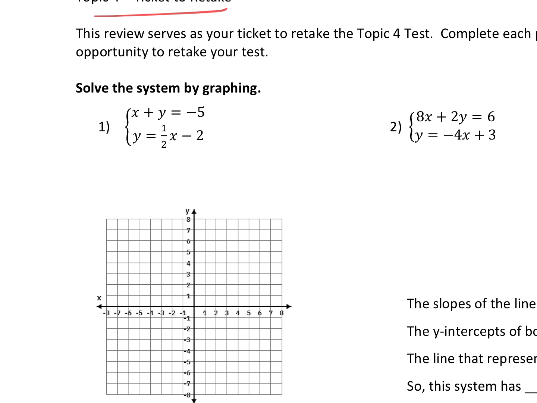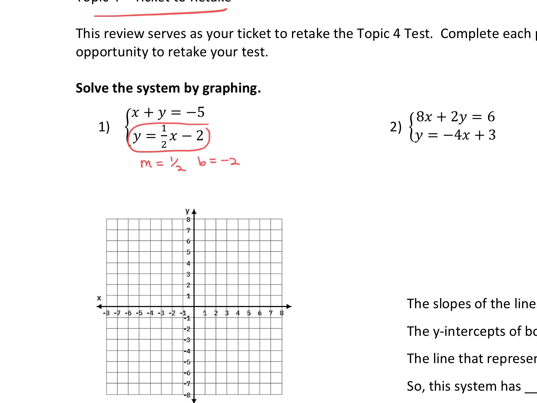So when I look at the two lines in number 1, I go to this one first just because it's already solved for y. I can see that the slope is a positive 1/2. That's going to be an uphill line. And the y-intercept is a negative 2.